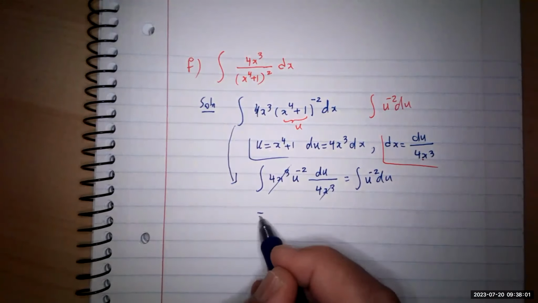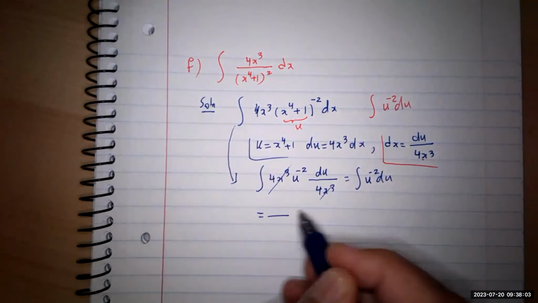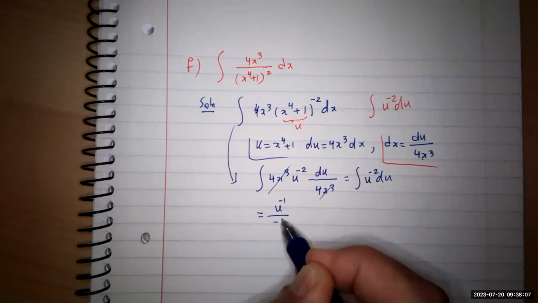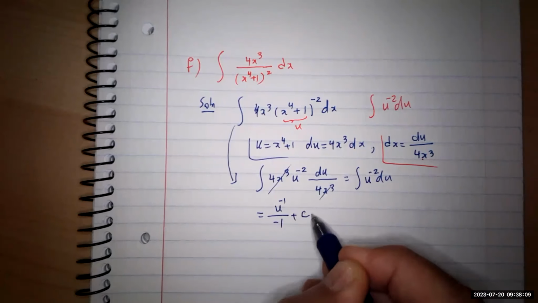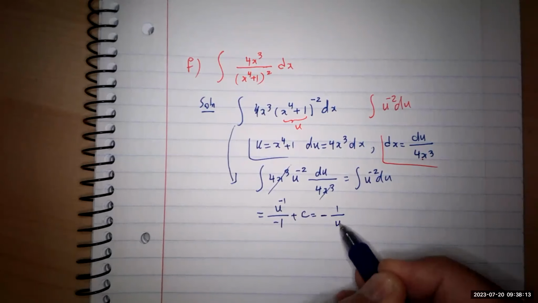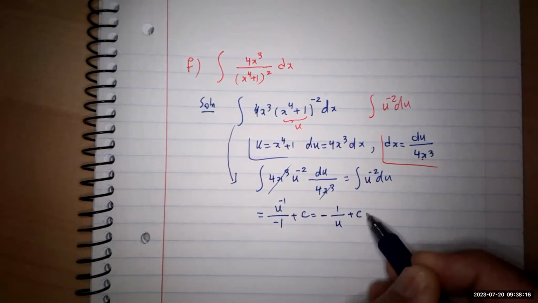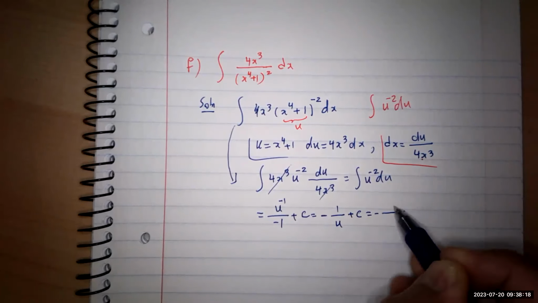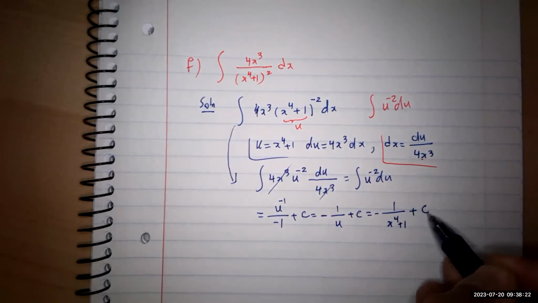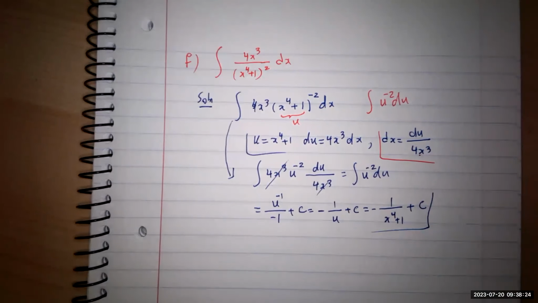Okay, move up the power. So that would be u to the negative 1 over negative 1 plus the constant c. You bring it down, it's going to be negative 1 over u plus c. And you substitute for u, it's negative 1 over x to the 4th plus 1, plus the constant c.